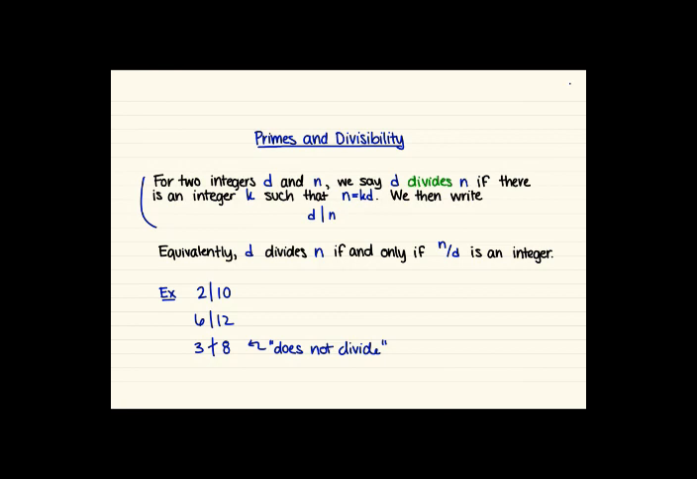And the order here is very important. So we have 2 divides 10, but 10 does not divide 2, since there's no integer that we can multiply by 10 to get 2. So it's really important to pay attention to the order here, that it's the first one dividing the second one. And similarly, 12 does not divide 6.